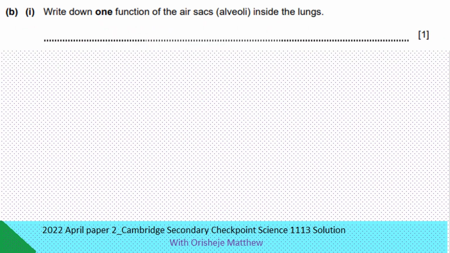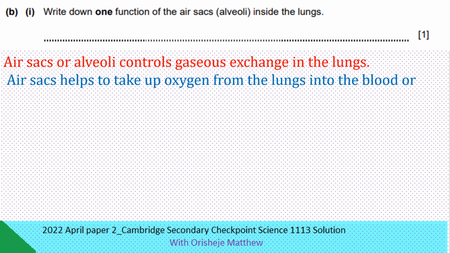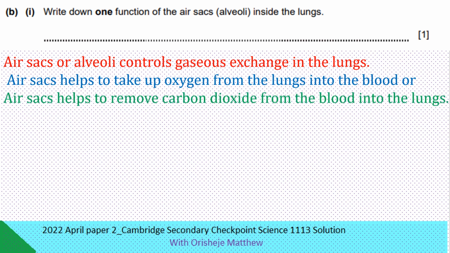Write down one function of air sac alveolus inside the lung. Air sac or alveolus control the gaseous exchange in the lung. Air sac help to take up oxygen from the lungs into the blood. Air sac helps to remove carbon dioxide from the blood into the lungs.